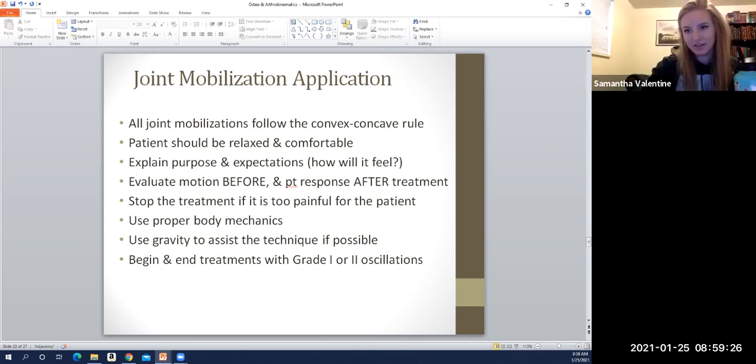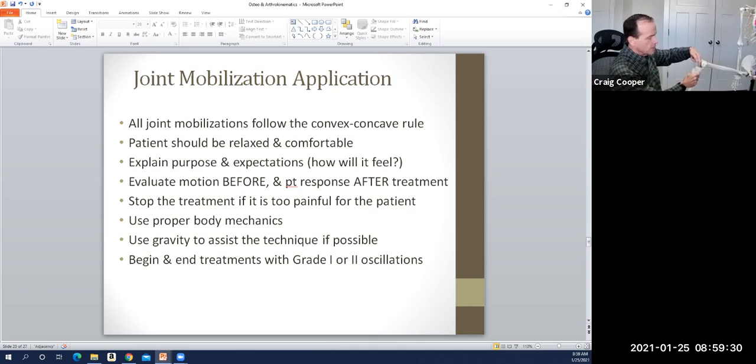Anteriorly. So if I did anteriorly, remember this is our concave bone. So we want the glide to be in the same direction as the osteokinematic motion. So if I'm trying to flex, then I want to glide it posteriorly in that case. If I'm trying to improve extension, where the tibia is going to move anteriorly, then I would want to glide it anteriorly, and that would help it.